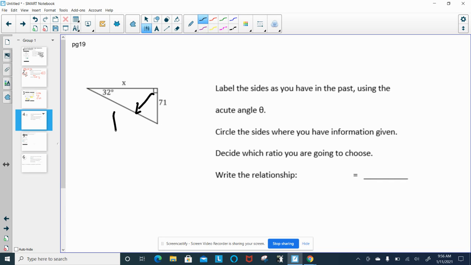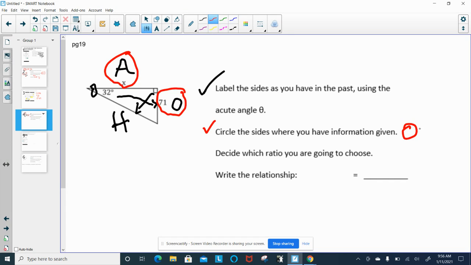Labeling H. The 32 is our theta, opposite from theta, O. Next to theta, A. Now we're going to circle the sides where we have information. O and A this time. Now, which ratio is that? That's not going to be sine. That's not going to be cosine. That's going to be tangent.